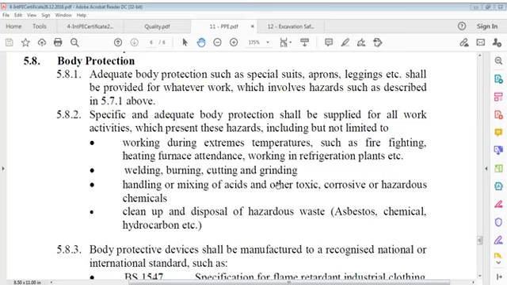working during extreme temperatures such as firefighting, heating furnace attendance, working in refrigeration plant, etc., welding, burning, cutting and grinding, handling or mixing of acids and other toxic, corrosive or hazardous chemicals, clean up and disposal of hazardous waste, asbestos, chemical, hydrocarbon, etc.